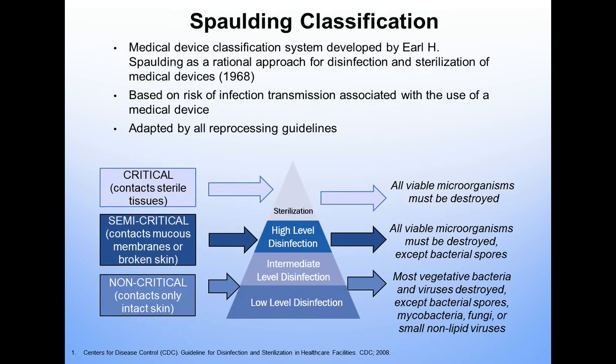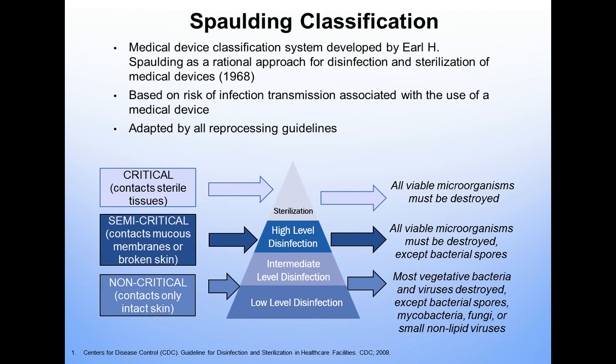So just to talk a little bit about Spaulding classification that you may all be familiar with, this was developed by Earle Spaulding in 1968, and it was a rational approach at the time for disinfection and sterilization of reusable medical devices. It was based on a risk of infection transmission associated with the use of a medical device.